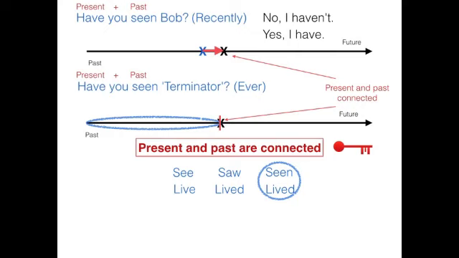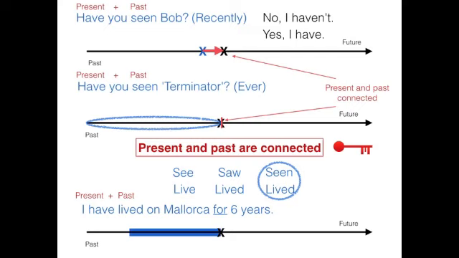But we are still using the third form even though it is the same as the second form, because it is regular. When I say, I have lived on Mallorca for 6 years, I am still using the same structure, present plus past, with a time period of 6 years in the past, connected to now. So this means that I live on Mallorca now, and I started living here 6 years ago.